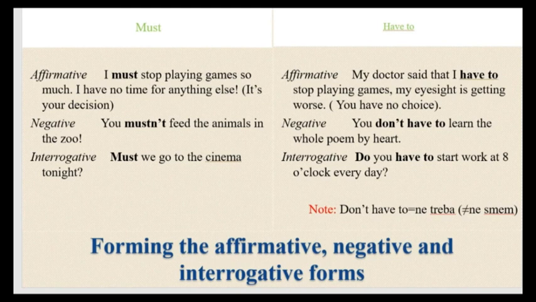Za razliku od modalnog glagola must, obratite pažnju na građenje potvrdnog oblika glagola have to, affirmative. My doctor said that I have to stop playing games. My eyesight is getting worse. So you have no choice here. Dakle, ovdje nemate izbora.